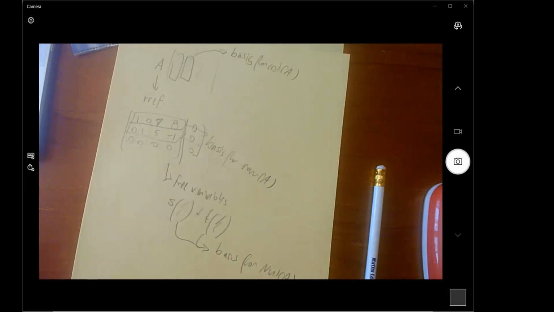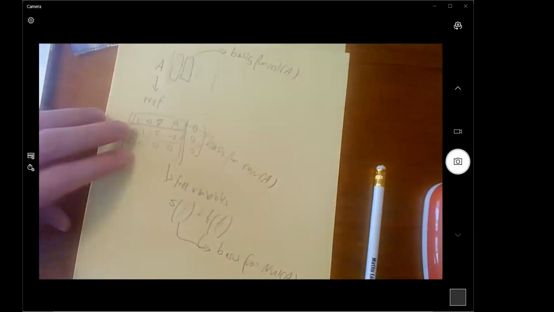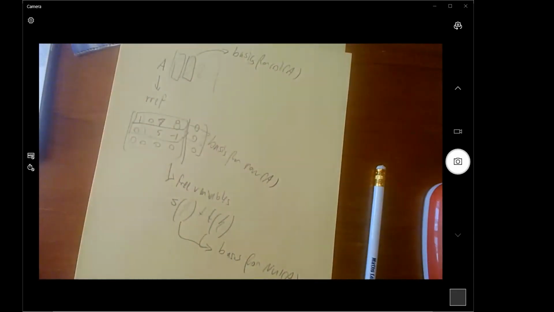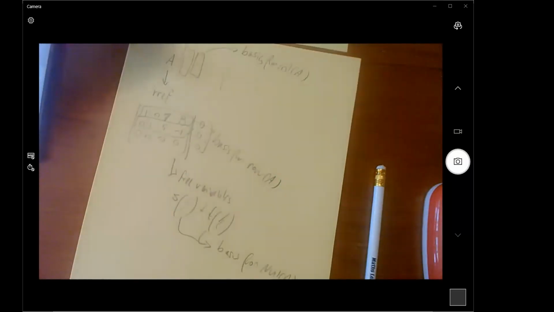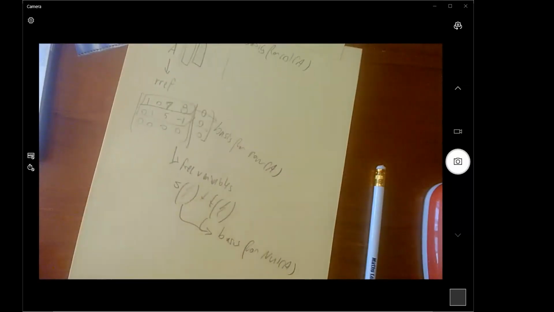Yeah. So the column space basis belongs in the original columns. The row space basis is in the final rows. And the null space, the vectors in the null space aren't even in the matrix. They live next to the matrix here in the definition. And so you have to create those vectors yourself from the free variables.